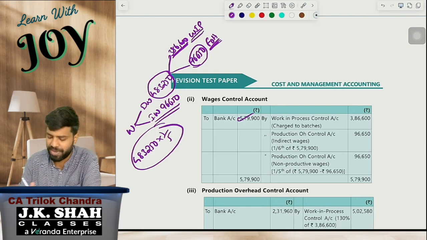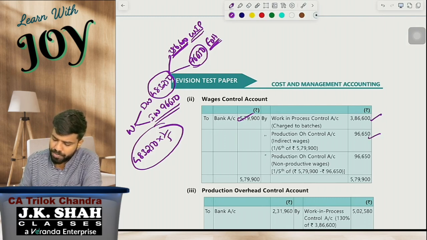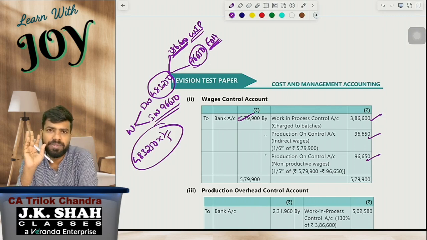So finally, what is happening? Work in progress 3,86,600, production overhead control account indirect wages 96,650, production overhead control account non-productive time 96,650. This is about the wages control account.